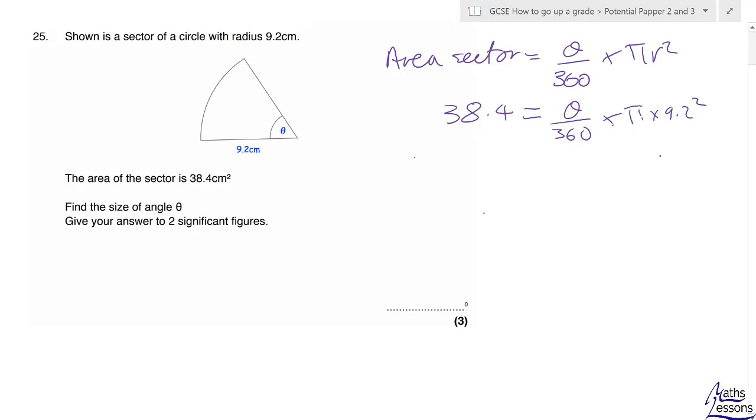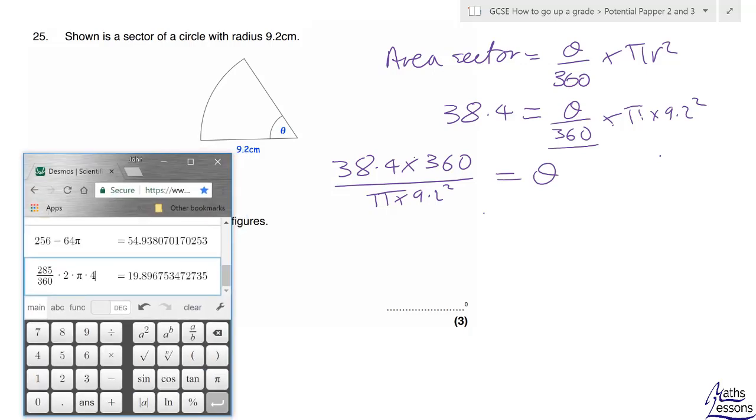So therefore, let's get everything to the other side. I'm going to have 38.4 times this 360 and divide by these two terms, pi times 9.2 squared, and that will give me theta. So bung that into my calculator. And I get 38.4 times 360. And what I've not done here is I've not put a bracket around that. Clever machines worked out how to do it all. Be careful with your calculators.